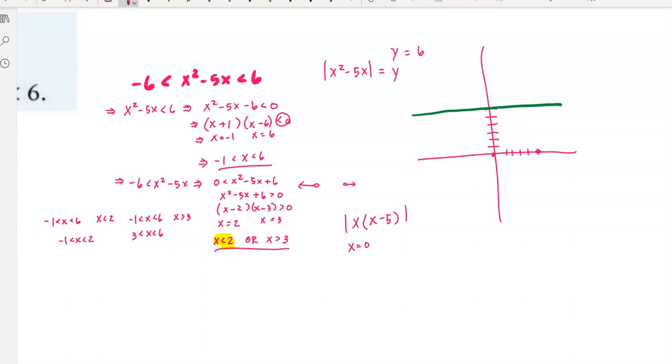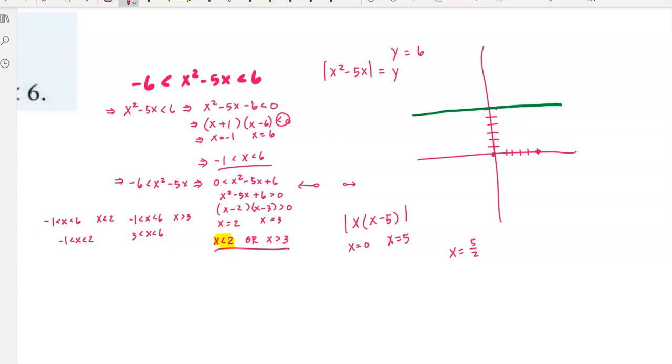In between 0 and 5 is 2.5. X equals 2.5, which is 5 halves. 5 halves.